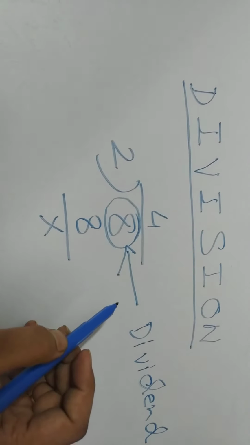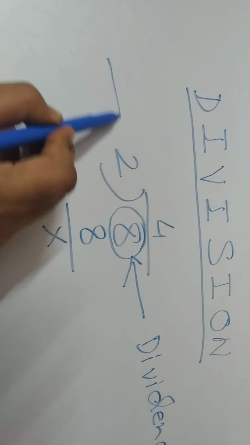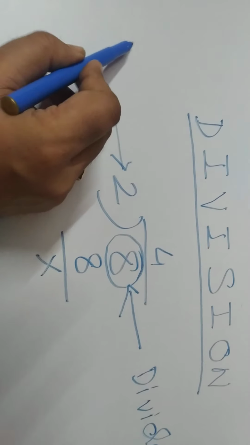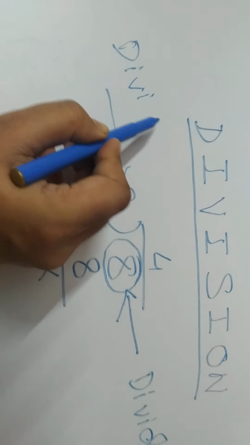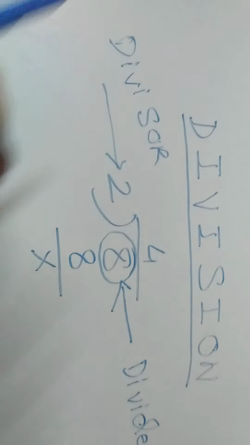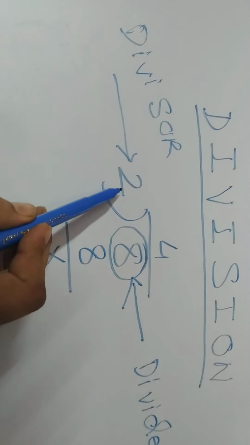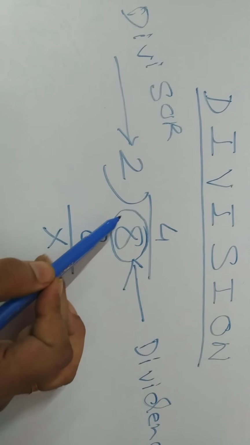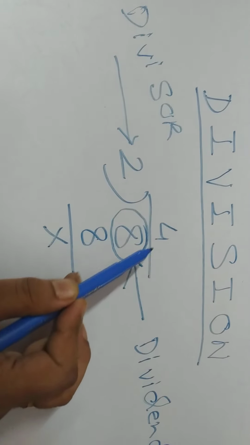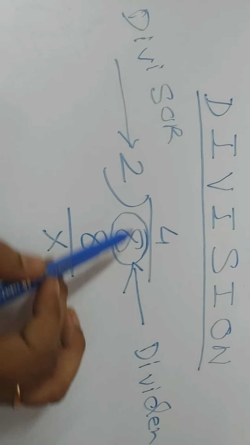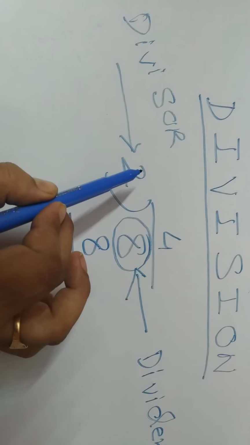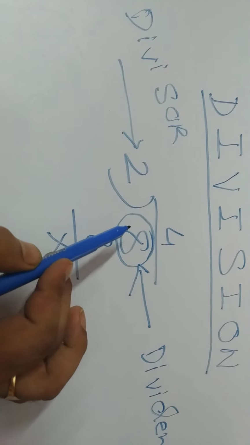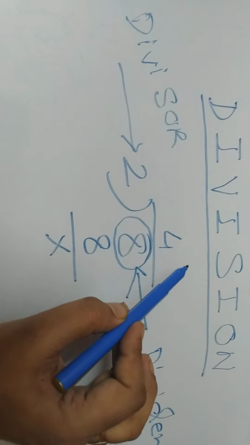Okay? And by which number are you going to divide? This is called the divisor. So this is the divisor and this is the dividend. This is the number we are going to divide. This is the bigger number in this math, and this is the number by which we are going to divide this big number.